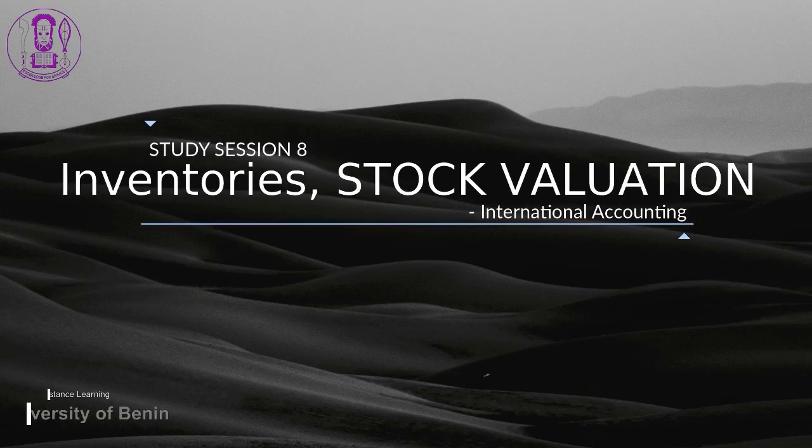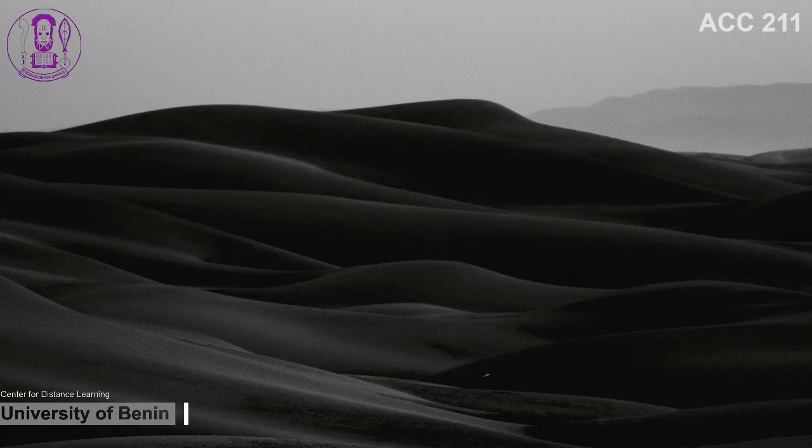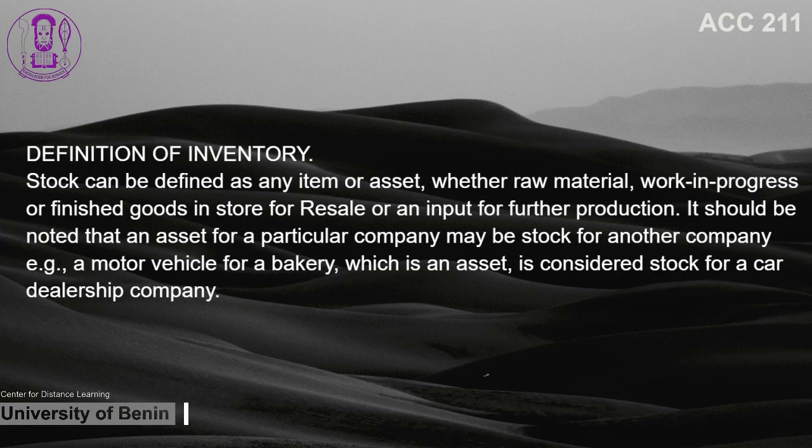Study Session 8. Inventories, Stock Valuation, International Accounting Standard 2. Introduction. Have you ever visited a supermarket where various provisions, food items, home-used items, etc. are sold? If you carefully observe, you will notice that every item on the shelf has a price tag, indicating the price of each item, which enables the customer to know the worth of the items and make their choices. Definition of inventory. Stock can be defined as any item or asset, whether raw material, work in progress or finished goods in store for resale or input for further production. It should be noted that an asset for a particular company may be stock for another company. For example, a motor vehicle for a bakery, which is an asset, is considered stock for a car dealership company.